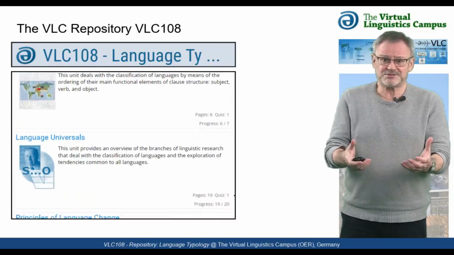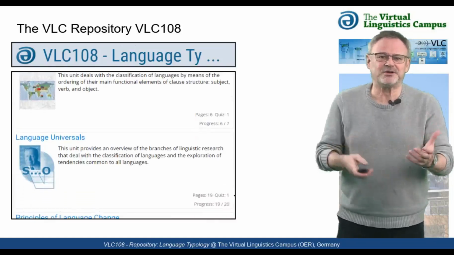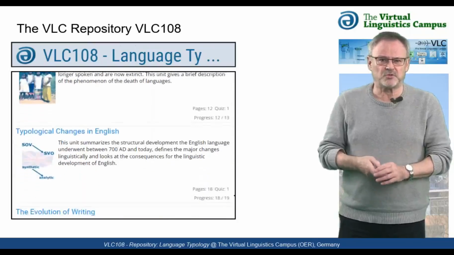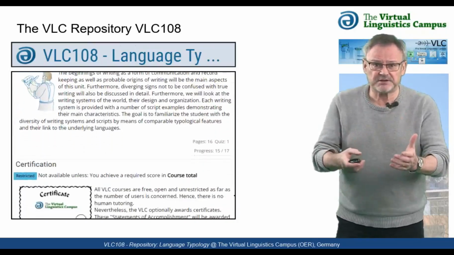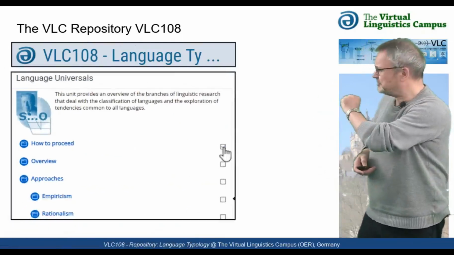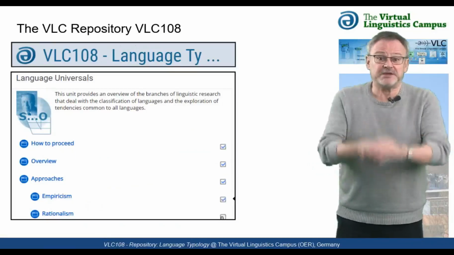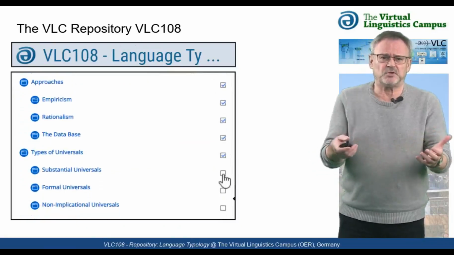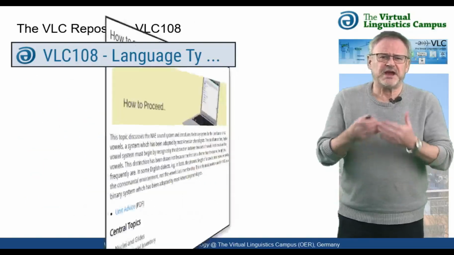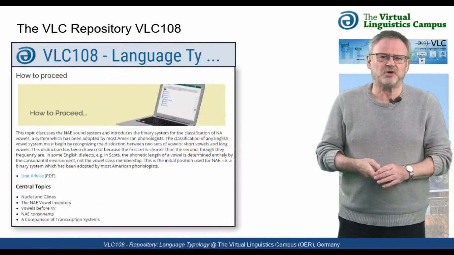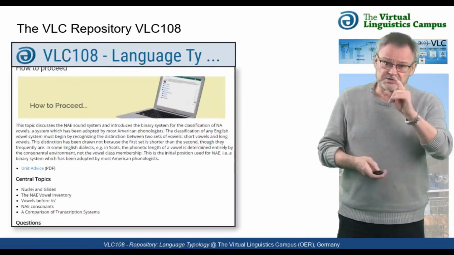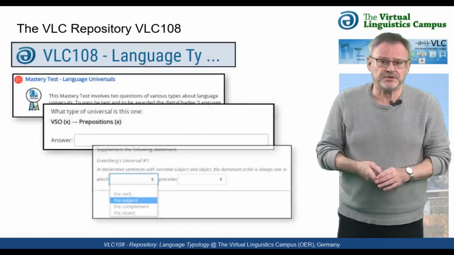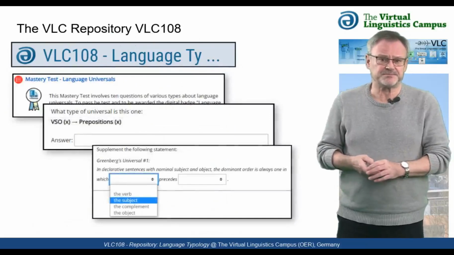And our teaching and learning concept? Well, as you know, studying online on the Virtual Linguistics Campus means go through each unit at your own pace. Select a topic and tick off the activities you have worked through and make use of as many VLC options as possible. And if you don't know what to do first, use the How to Proceed options at the beginning of each unit. And as most of you know, each unit should be finished with a mastery test, where you can earn your personal VLC badges.